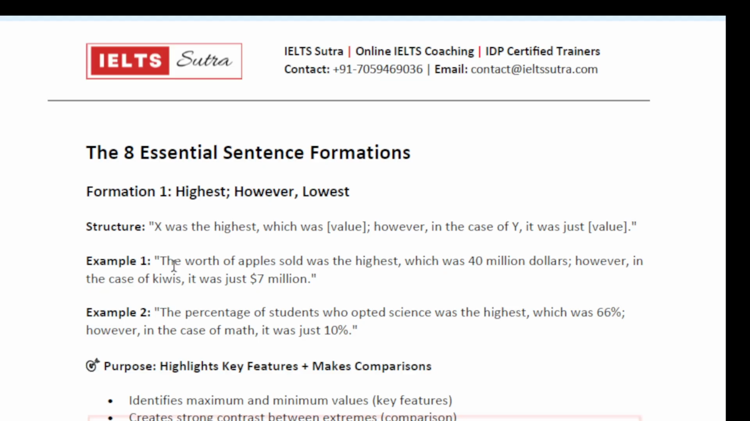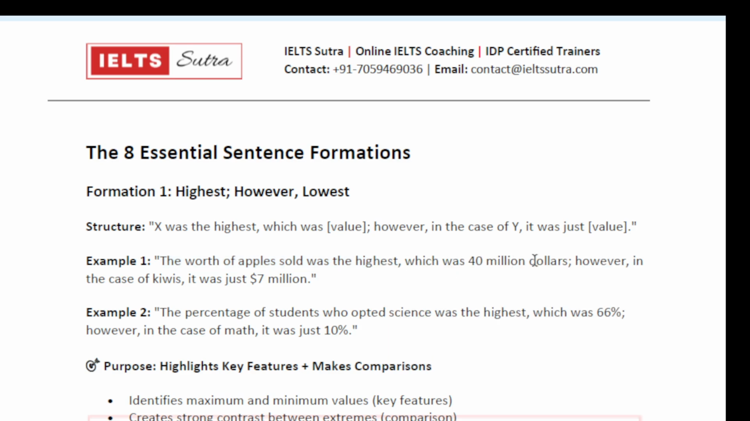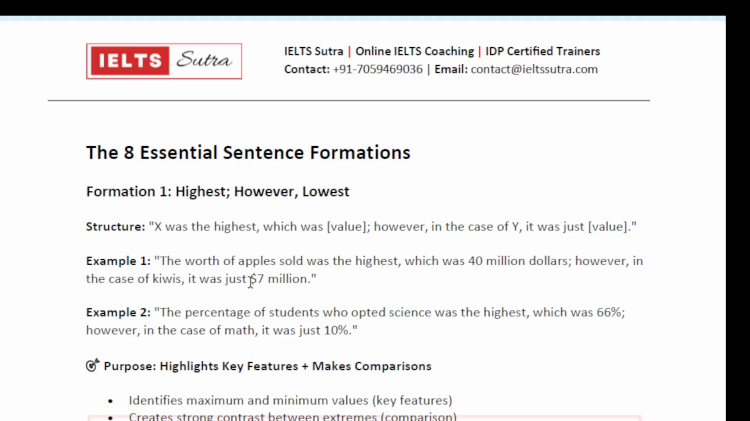So for example, the worth of apples sold was the highest, which was $40 million. However, in the case of kiwis, it was just 7 million. So let's say that if there is data about the sales of different fruits and the highest value is for apples, and the lowest figure is for kiwis, then we can basically show a contrast, compare these two figures using this formation.